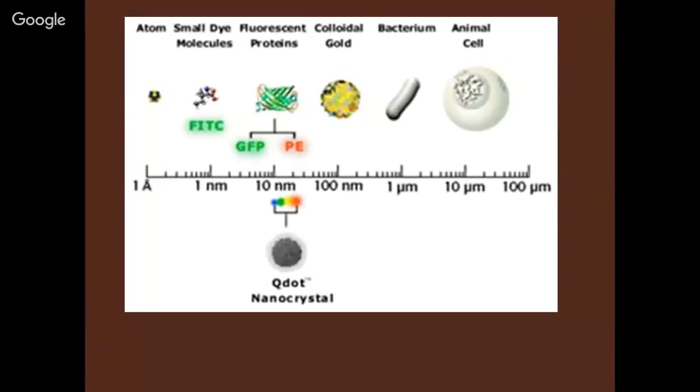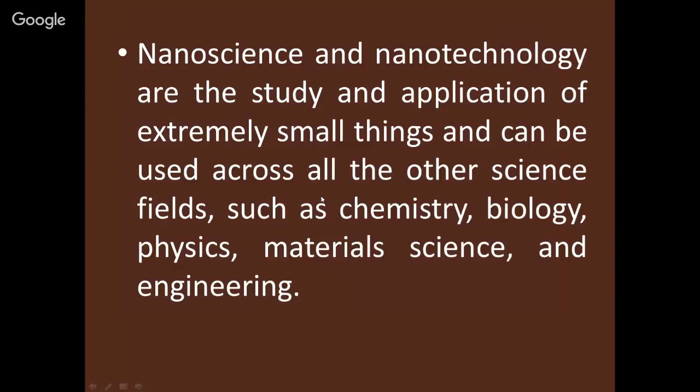Here we have a first glance. Some objects, like the animal cell, are of the order of micrometers. Whereas the fluorescent proteins are of the order of 10 nanometers. Colloidal gold, colloids, we say they are minute particles of gold, is of the order of 100 nanometers.